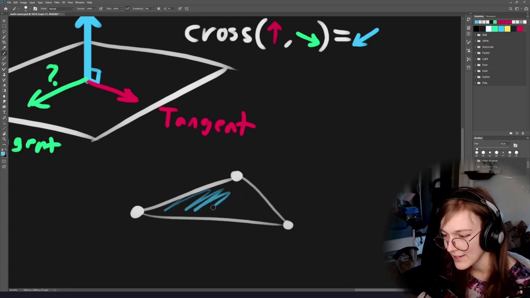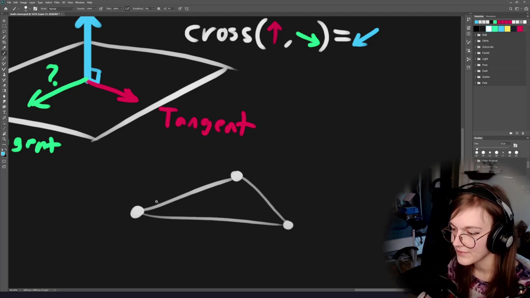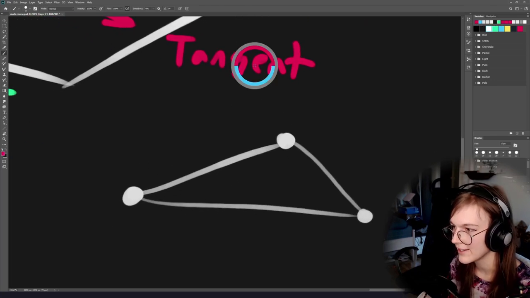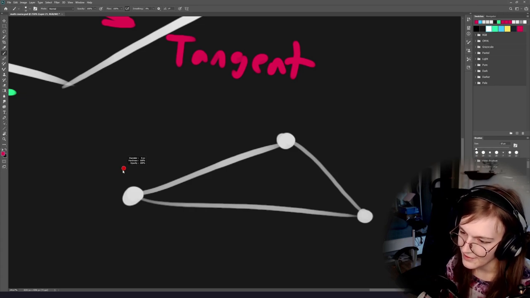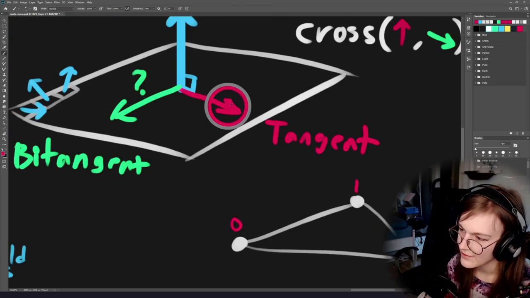Like, is this the back face or the front face? The way that this works is implicitly depending on what order the vertices are defined in. So, if this is vertex 0, and this is 1, and this is 2, then you can use the cross product.